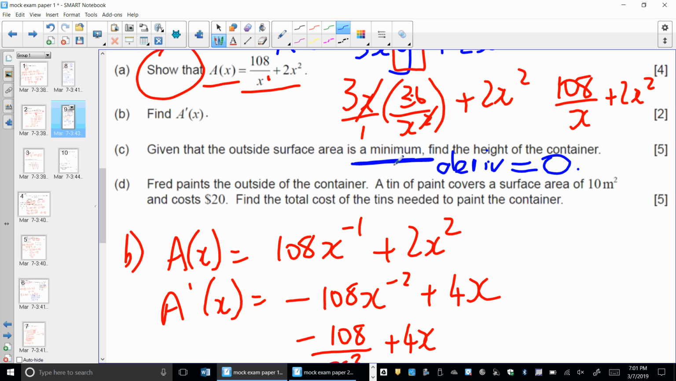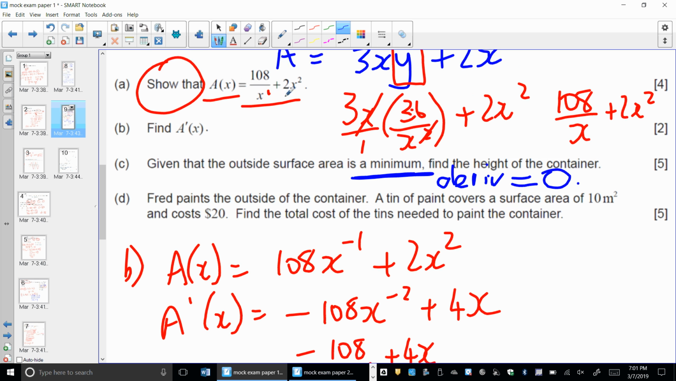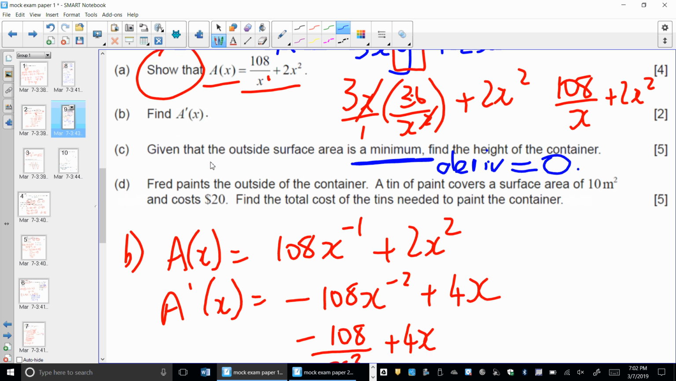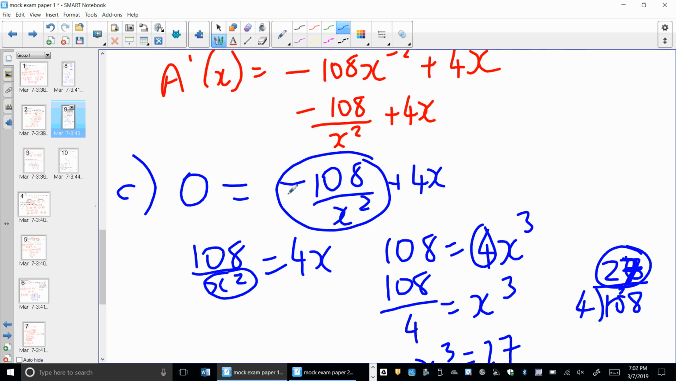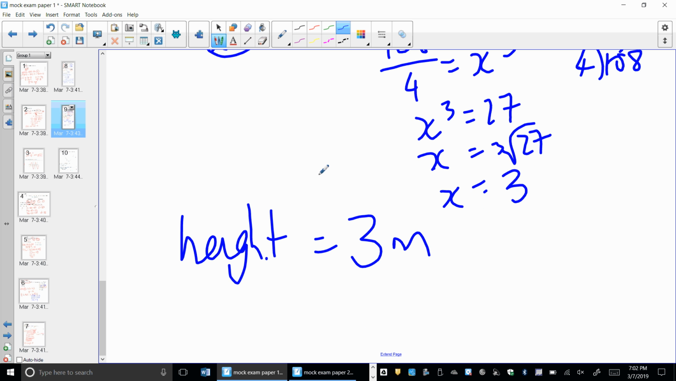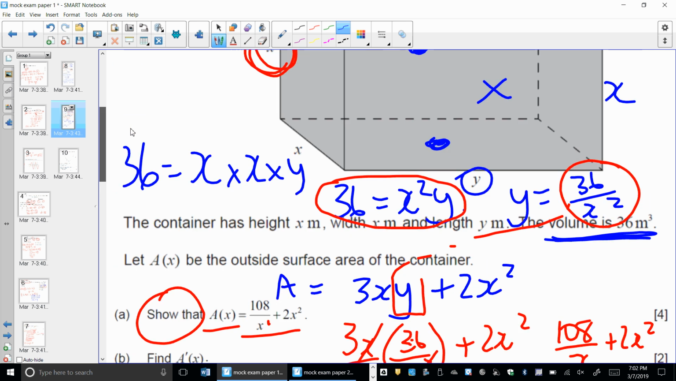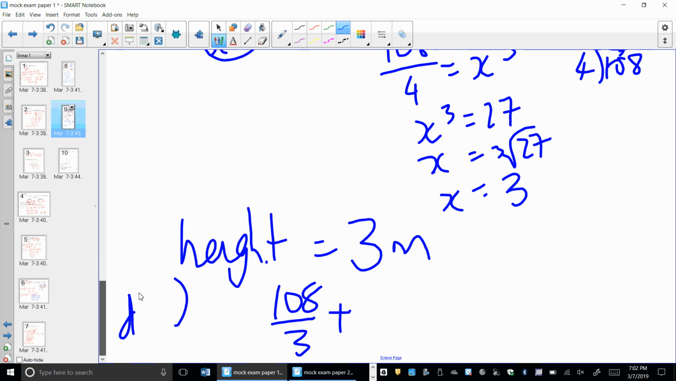Alright, so if we need to know how much paint we're going to need, we need to know our surface area. So we're going to use our surface area formula here with our value of 3 that we just found. So 108 over 3 plus 2 lots of 3 squared.